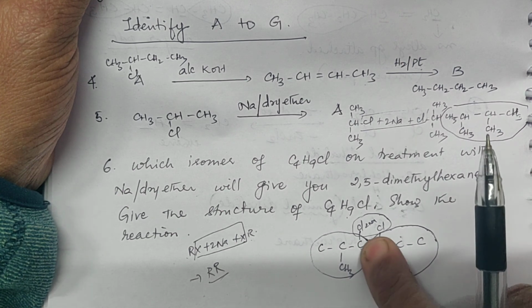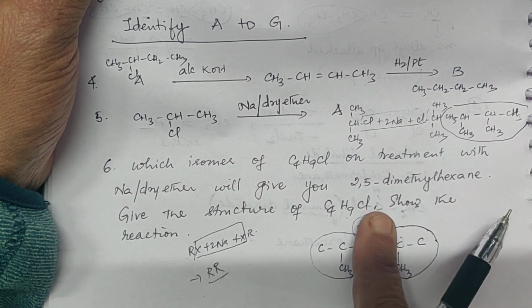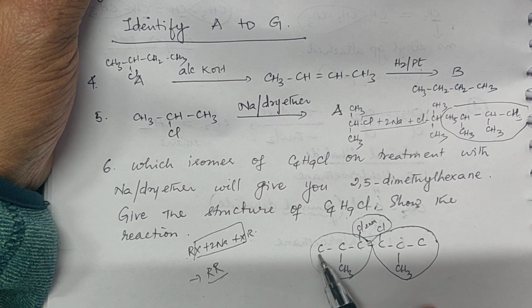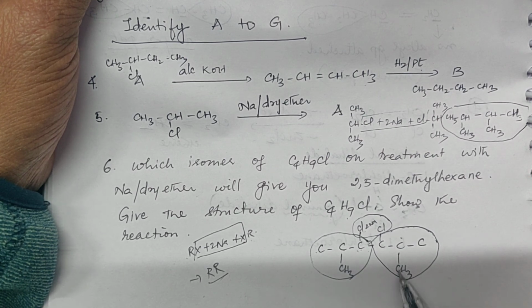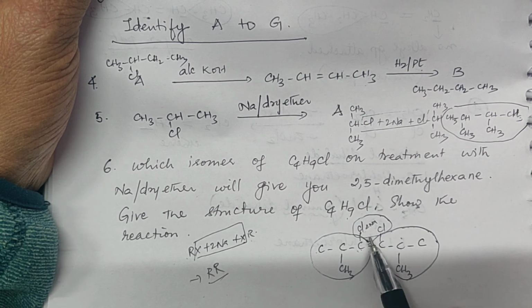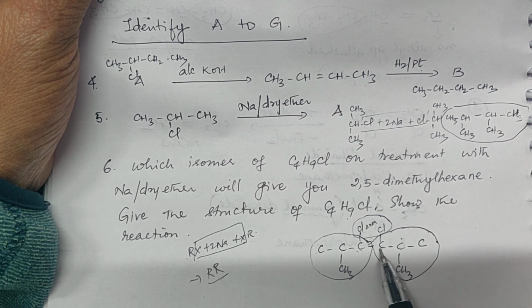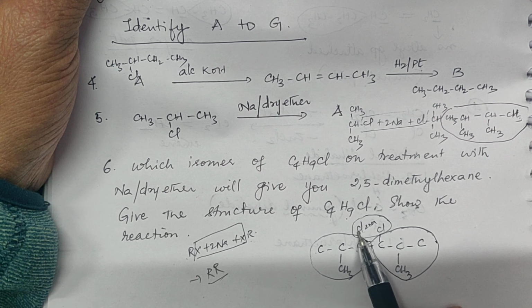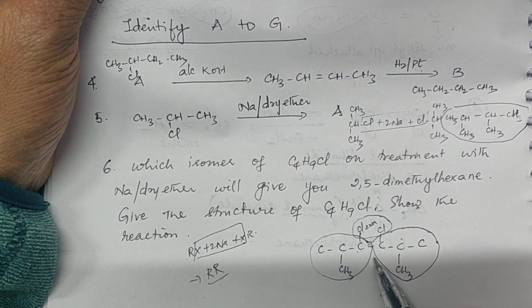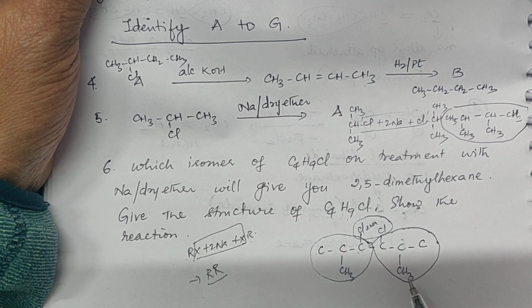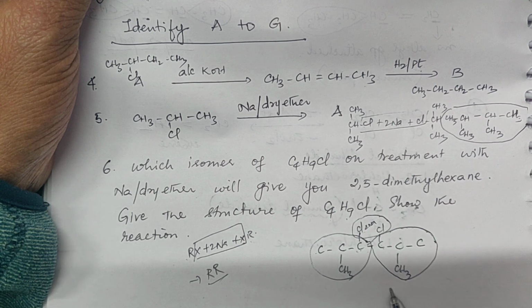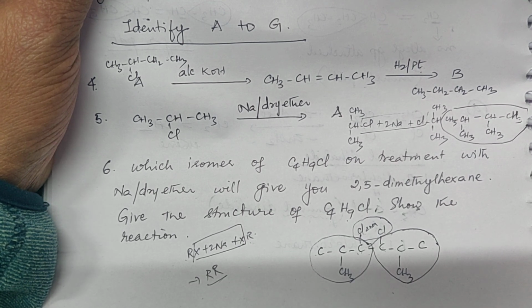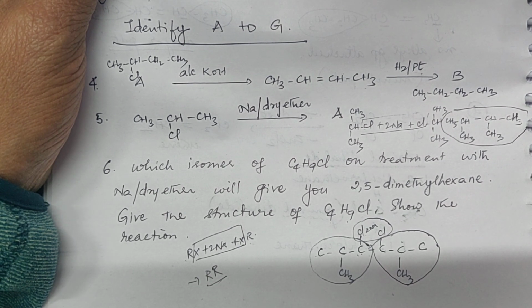Initially it was CH2Cl, this was CH2Cl. That means it was 2-methyl chloropropane, which on treatment with sodium and dry ether lost NaCl, and the two carbons that were holding the Cl got joined. Okay? So you will get this. So this is how you have to understand organic chemistry. Okay? Right.